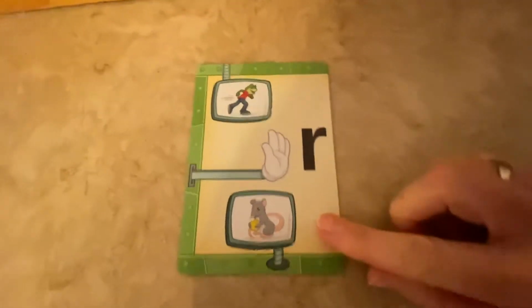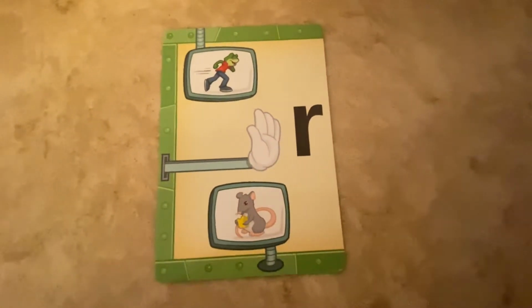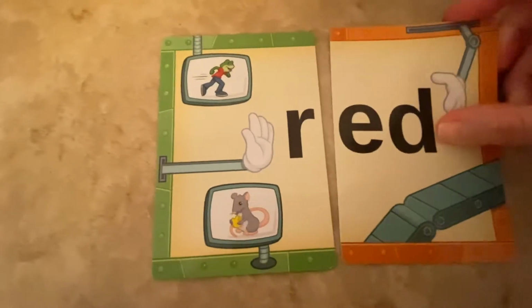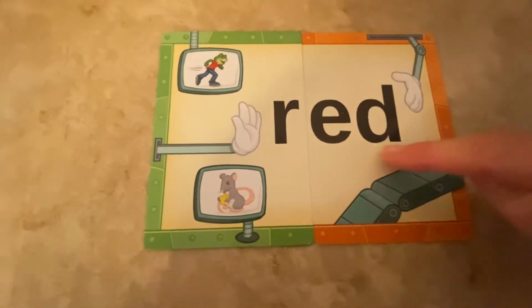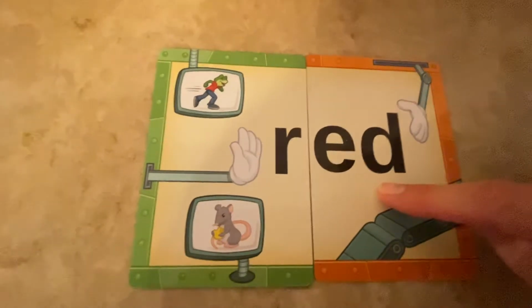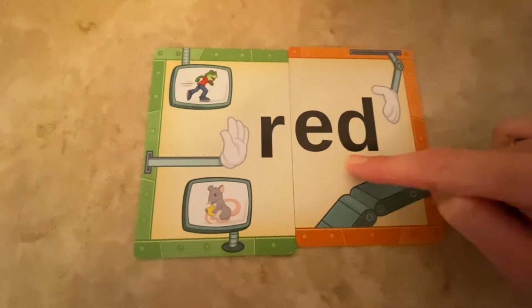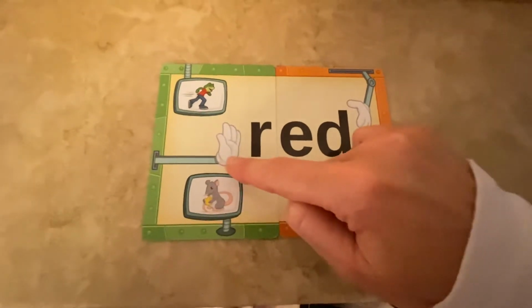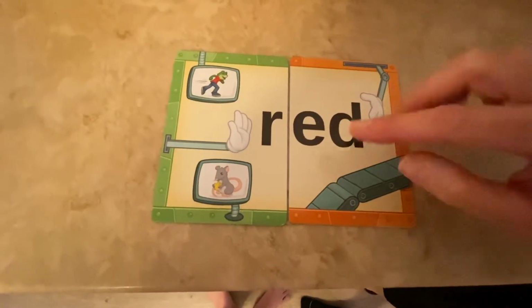All right. Let's try a couple other words. So this is an R. So that would be er. And if we put these two letters, e, d, er, e, d. Red. So that's our focus letter, R. We put E and D behind it and we sounded it out and it came out er, e, d. Red. Good.